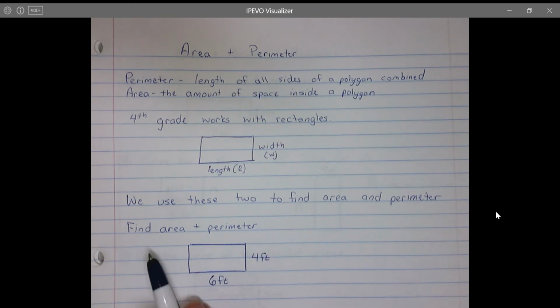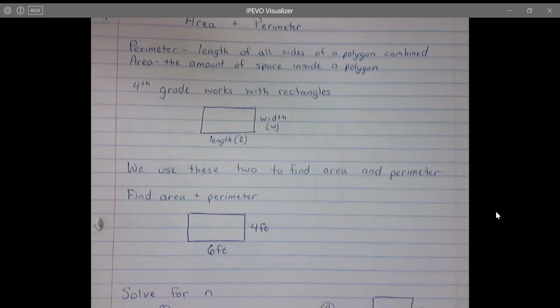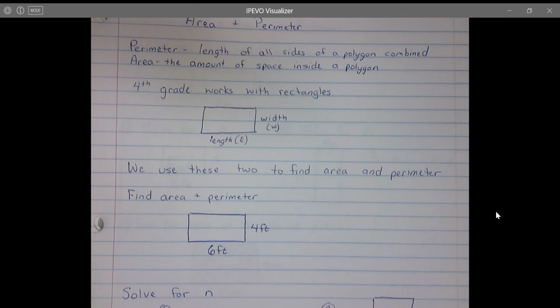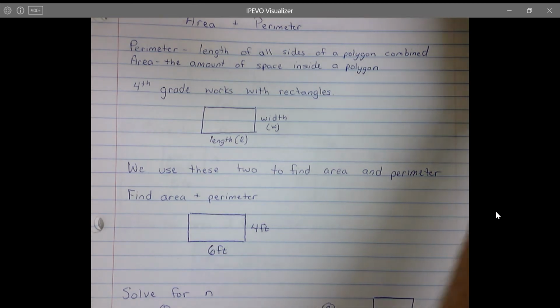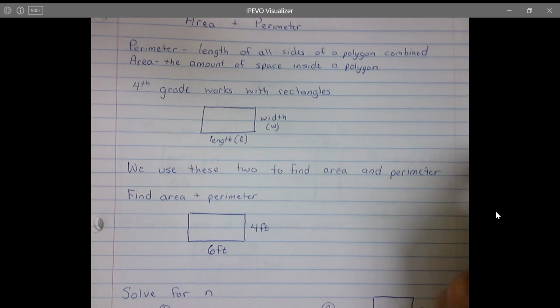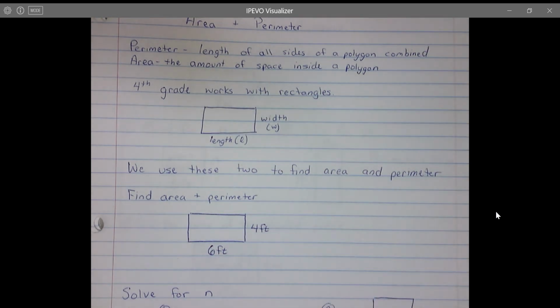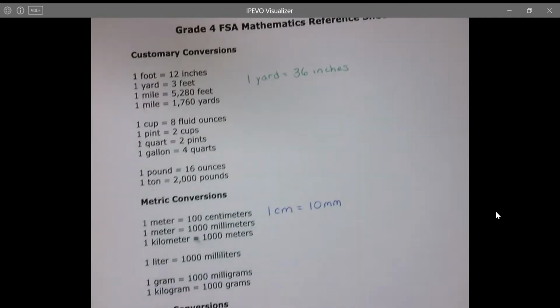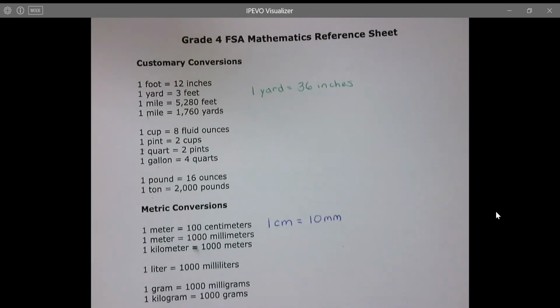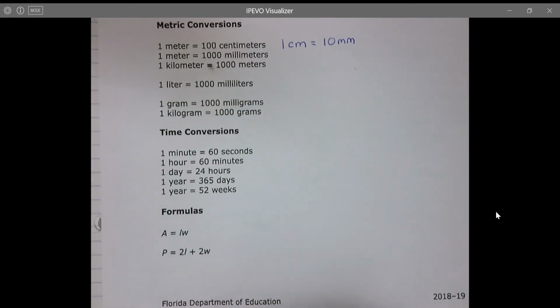So, first problem I have is find the area and perimeter. Well, you may be saying, how do I find the area and perimeter? Well, in 3rd grade, you counted squares. I don't see squares here. Yes, I could do an array, but that's not worth my time. Let's look at our handy-dandy reference sheet, our cheat sheet. All the way down at the bottom, we have some formulas. We have A equals LW and P equals 2L plus 2W. What do you think that one stands for? What do you think that one stands for?